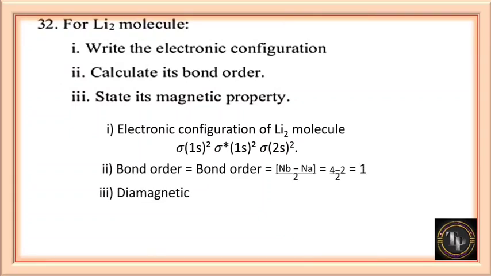Bond order is equal to the number of electrons in bonding molecular orbitals minus the number of electrons in antibonding molecular orbitals, divided by 2. So 4 minus 2 divided by 2 is 2 by 2, which means 1. Bond order is 1, which means between lithium and lithium 1 bond is present. And you remember, you see the electronic configuration, there is no unpaired electron, all are paired, hence it is diamagnetic. No unpaired electron, therefore it is diamagnetic. I hope you understood the question.